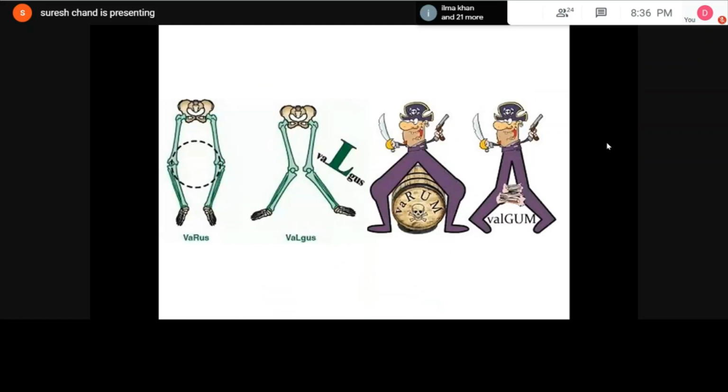A few mnemonics to remember. These are like: varus has round legs, valgus has L-shaped legs, or any other mnemonic like valgum, knees stick together, or varum forms the rounded legs. These are the various mnemonics.